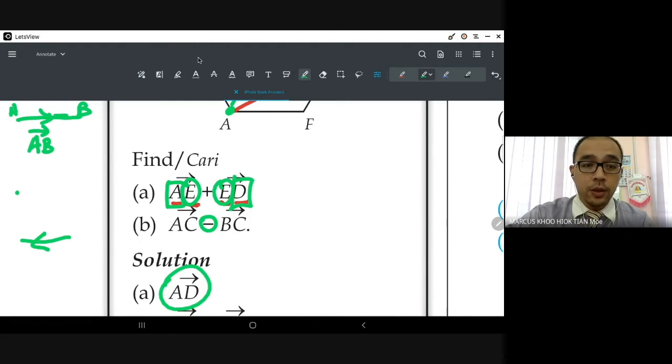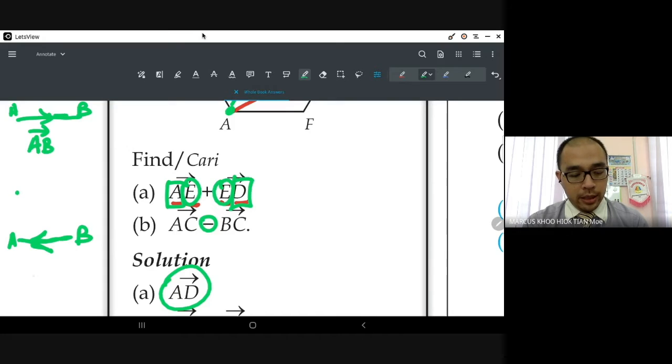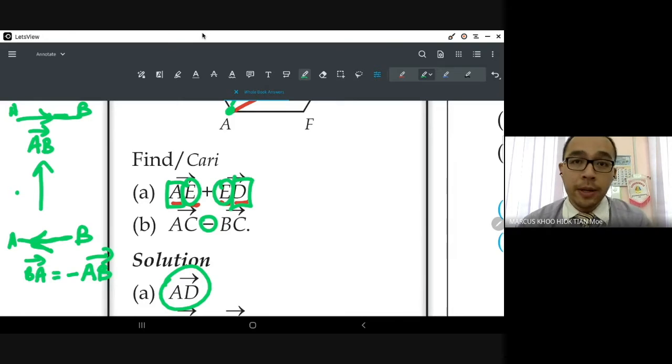Okay, this is vector AB. Now, let's say I change it the other way, BA pula, ini adalah BA. Tetapi dia ada kaitan bahkan dengan ini. Sebenarnya dia adalah negative AB. And do you see what is happening here? When we change our position of the starting and the ending point, bila kita tukar tempat bermula dan tempat berakhir, dia punya tanda pun akan berubah.